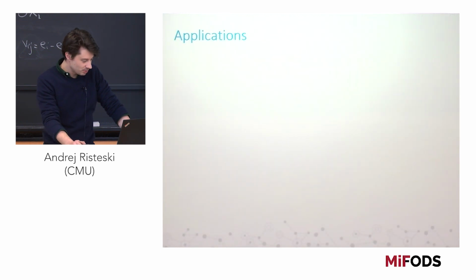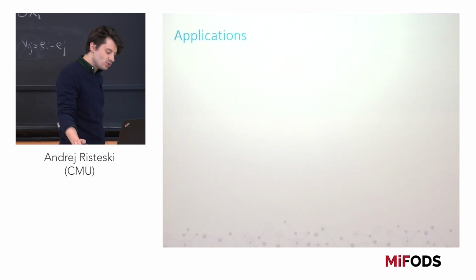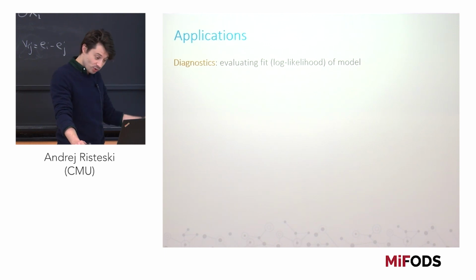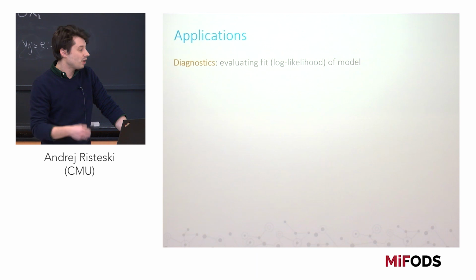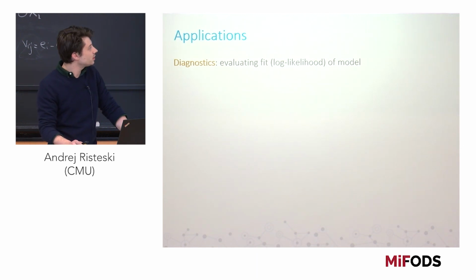So supposing you could do this task, what are some applications of this? Probably the most boring one, meaning that I can't show you a picture, but the most important one is diagnostics. Oftentimes, after you've run your training algorithm and you fit some model, what you want to check is how well does the model fit, right? So you want to evaluate the log likelihood of the model. And it turns out that these kinds of posterior sampling tasks are exactly the type of thing that you need to evaluate.